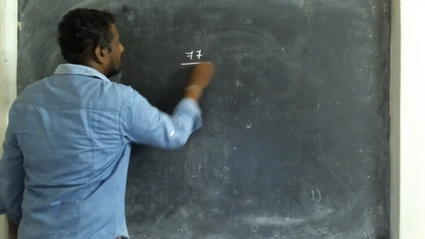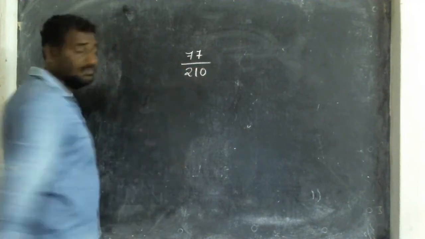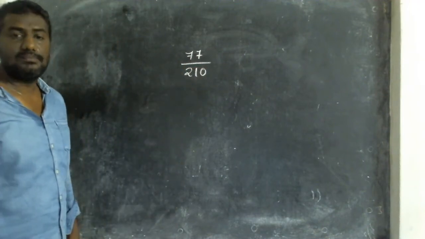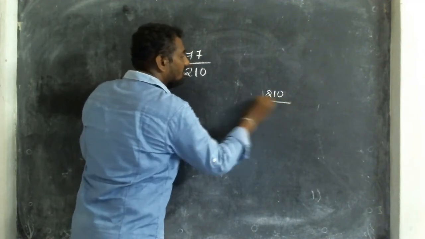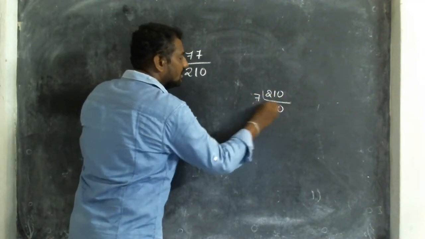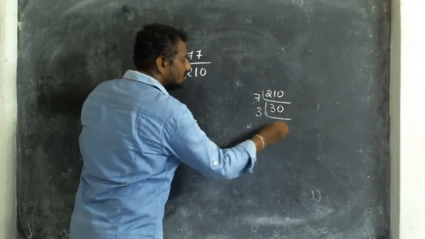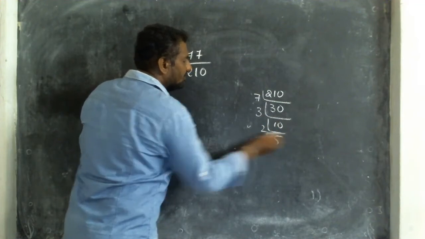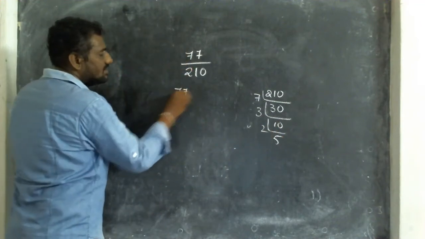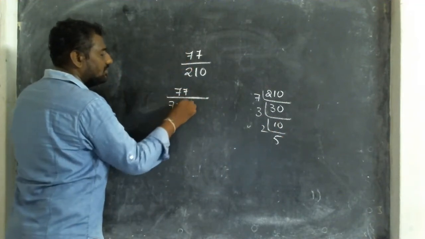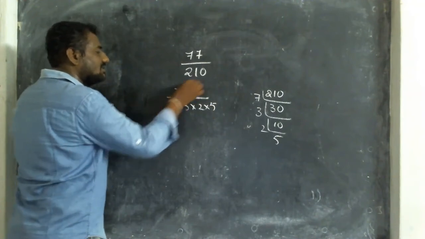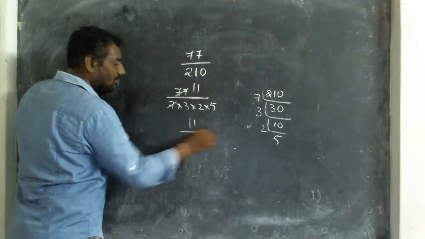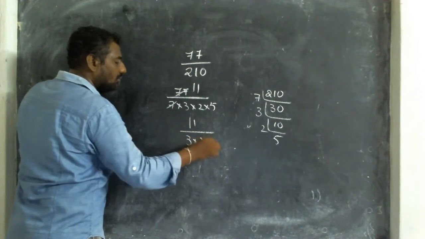77 by 210. 210 we will write as 2 into 3 into 5 into 7. 7 threes are 21, 3 tens. 2 5s. So 77 by 7 into 3 into 2 into 5. Here we can cancel: 7 ones are 7, 7 elevens are 77, so 11 by 3 into 2 into 5.